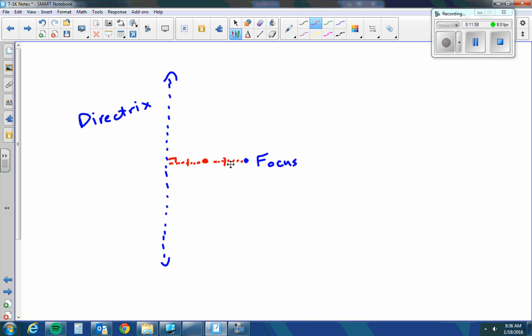That's where I put it. This distance, by the way, we call p. I put a V here. This is the vertex of the parabola. And it's the shortest distance. It's the closest point in the parabola to the directrix and the focus. Okay? And so that distance is special.